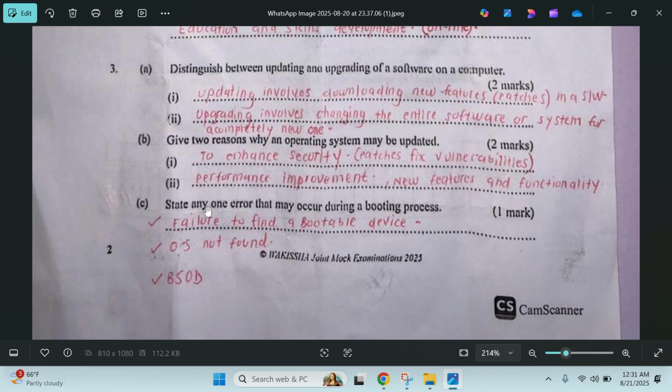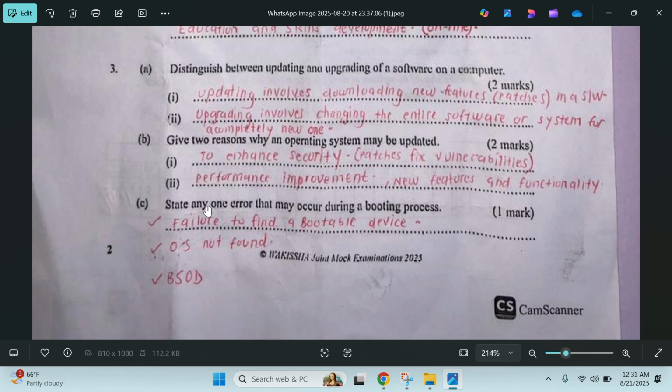Part C states any one error that may occur during the booting process. Booting just means switching on your computer. But here they wanted some of the errors that can occur during the booting process. The first error that could occur when you're turning on your computer is failure to find a bootable device. At times, my computer or your computer may fail to locate a bootable device.